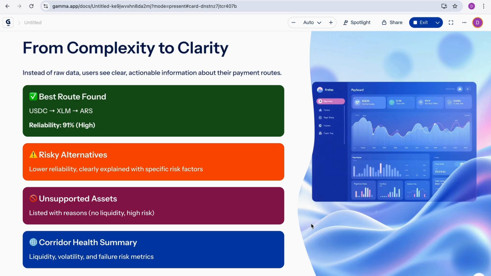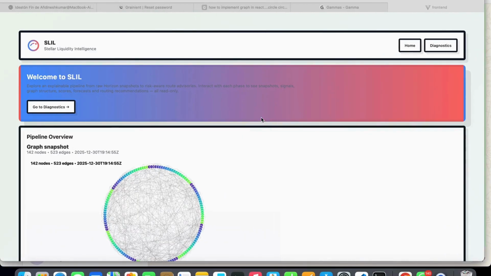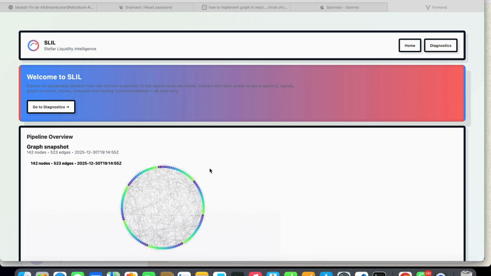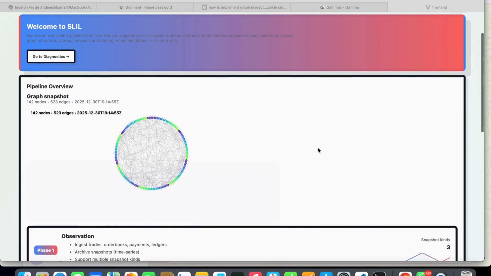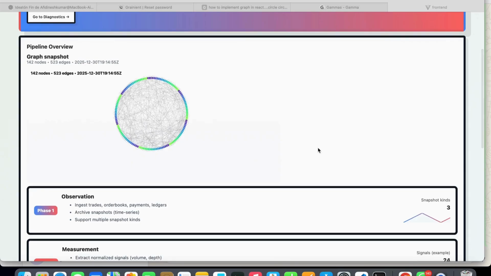Now let's see SLIL in action. Welcome to Stellar Liquidity Intelligence. What you are seeing now is a time-stamped snapshot of the Stellar liquidity graph. The snapshot represents the network at a specific moment in time, captured directly from the Horizon data.